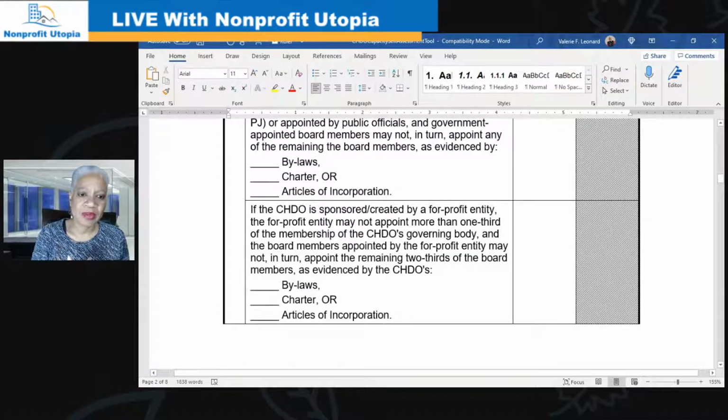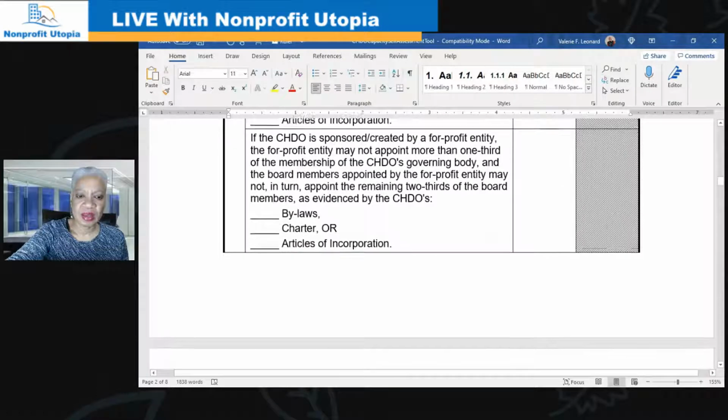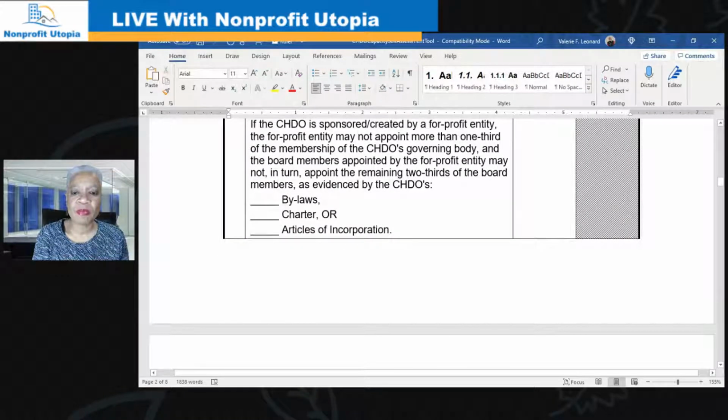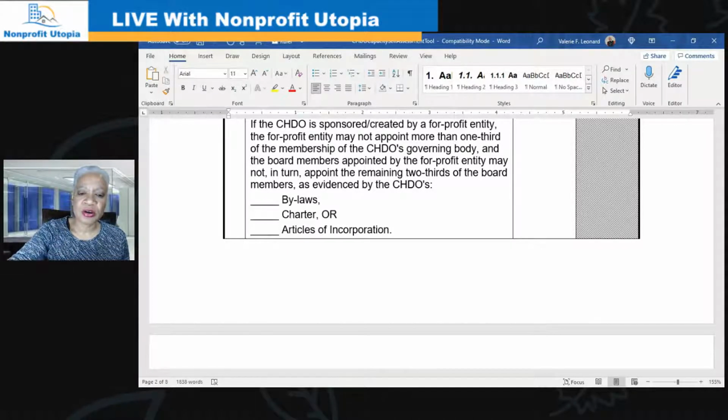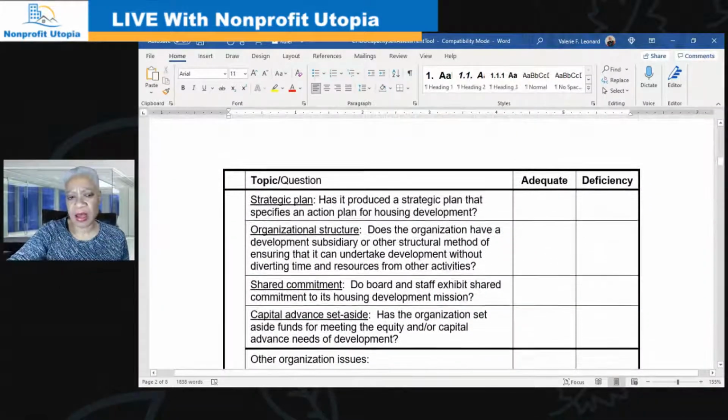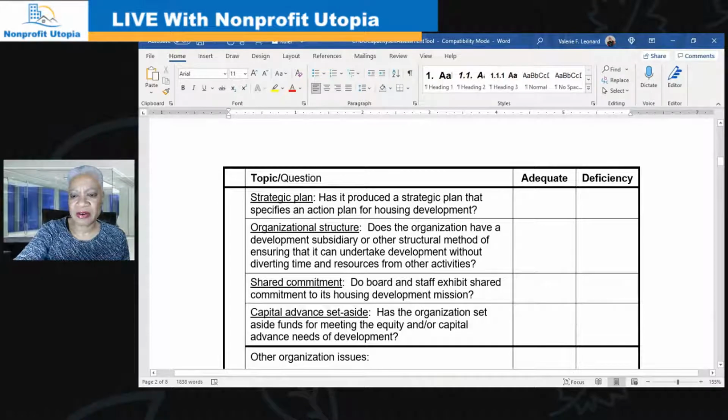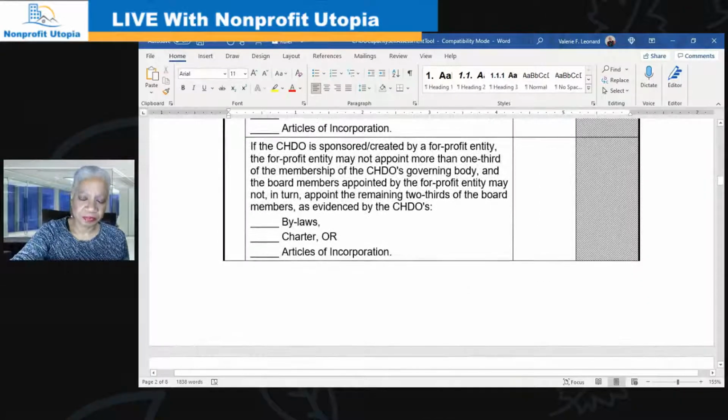And I'm saying and or because I'm not looking at this just for the CHRL program, even though we're using a CHRL example. I think that this can be a model for anyone who is assessing their capacity to apply for federal funding. So if the CHRL is sponsored or created by a for-profit entity, the for-profit entity may not appoint more than 1/3 of the membership of the CHRL's governing body, and the board members appointed by the for-profit entity may not, in turn, appoint the remaining 2/3 of the board members, as evidenced by the CHRL's bylaws, charter, or articles of incorporation. So just so you know, you would score yourself as adequate in this area or you have a deficiency in this area. All right.